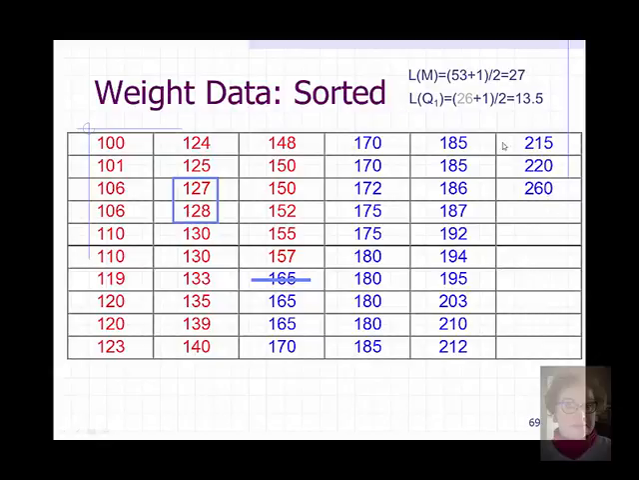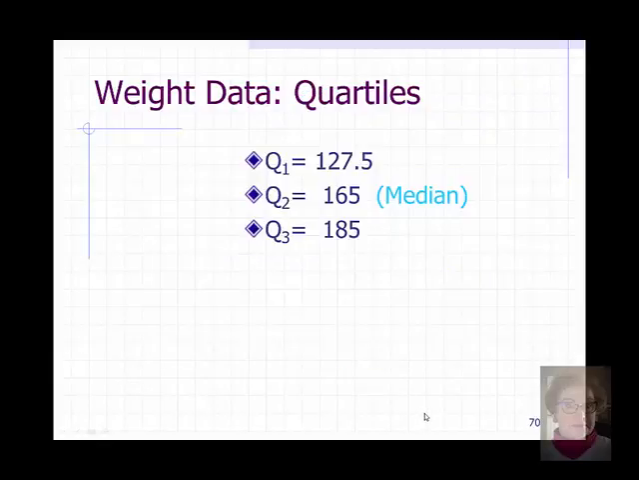And we do the same thing counting from the top. So we're going to count from the top 13 individuals. And we're going to find that it's halfway between the 185 at the top of the 5th column and the 185 at the bottom of the 4th column. And of course, 185 plus 185 divided by 2 is 185. So now we have our 3 quartiles.